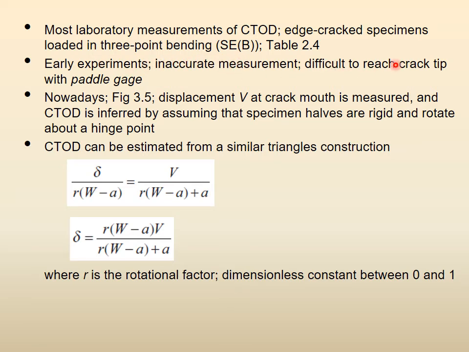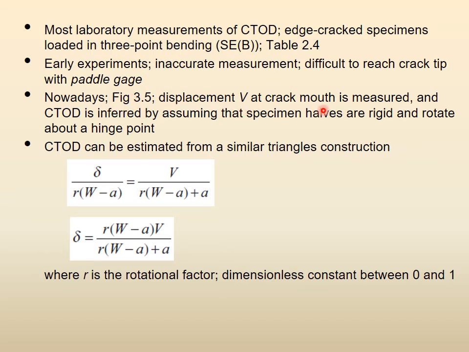In early experiments, the measurements were inaccurate. It was difficult to reach the crack tip with something called a paddle gauge. There is a crack tip, and the crack tip is now opening. So you are trying to put a gauge inside there and open it until it touches both sides of the opened crack. This type of gauge was called a paddle gauge, and because it was difficult to reach inside the crack tip, the measurements were slightly inaccurate. Nowadays we will see the figure.